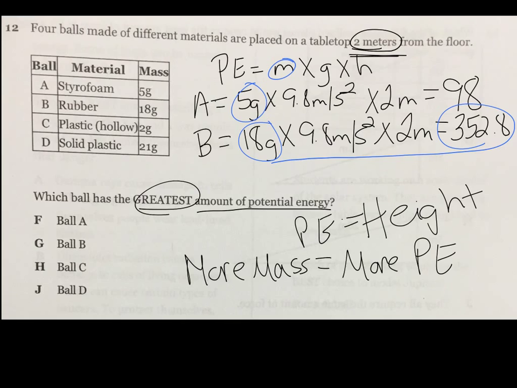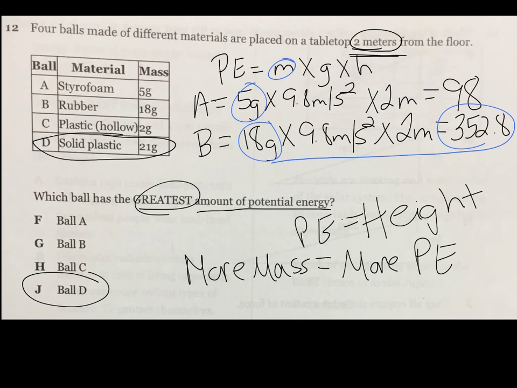more potential energy. So which one here from ball A, B, C, and D has the most mass? Great job. Ball D, solid plastic with 21 grams, has the most mass here. Therefore, it also has the most potential energy. So ball D would be our correct answer.